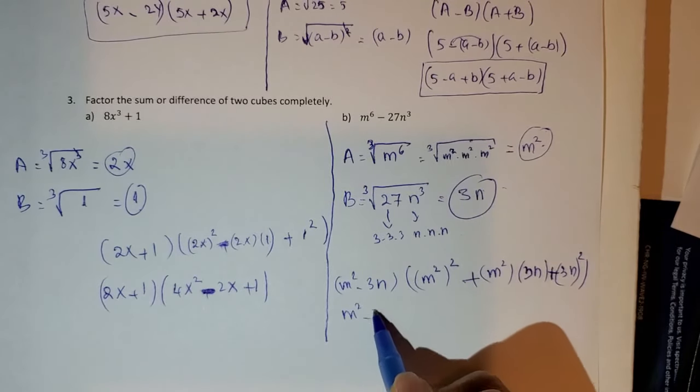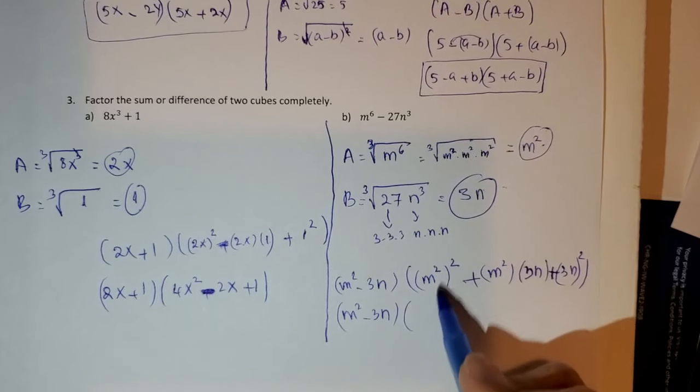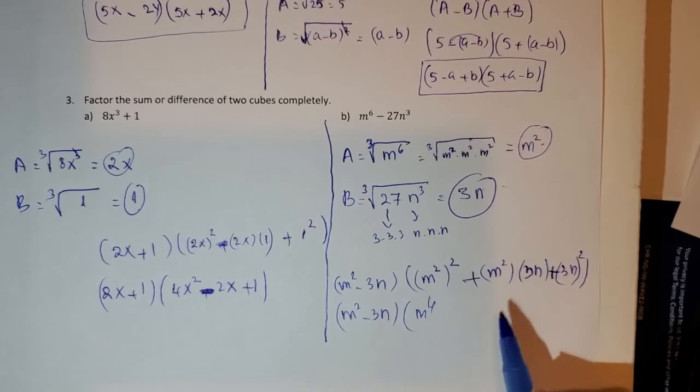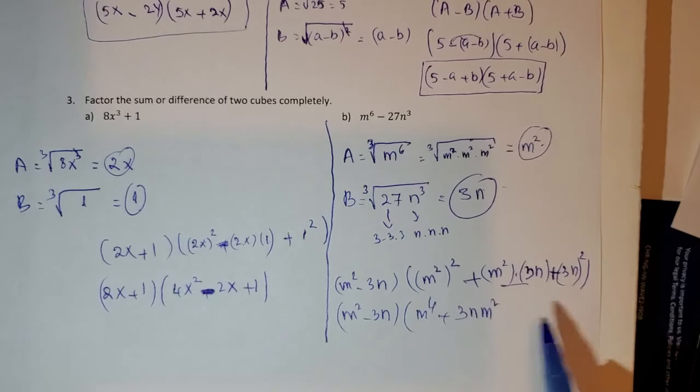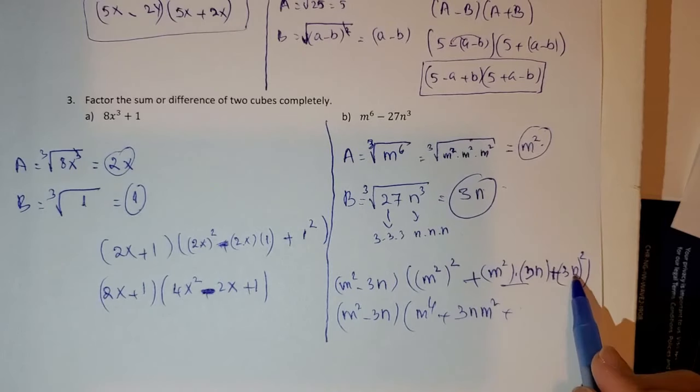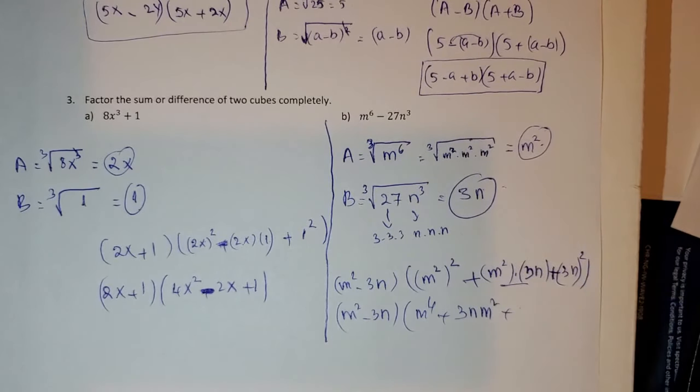Alright, so now all you have to do is simplify inside of the parentheses. So this is going to be that, and then this one is going to be to the power 4. And you multiply this one together because it's multiplication, so plus 3m squared n. And this one is going to be (3n) squared. This means 3n times 3n, right?